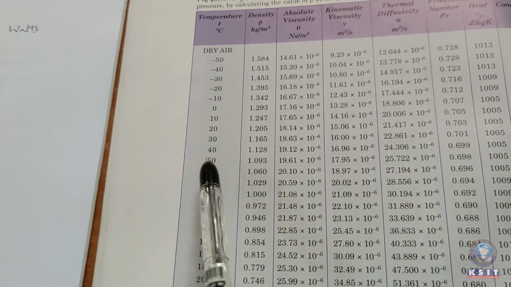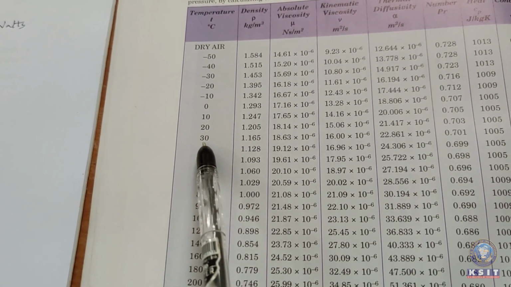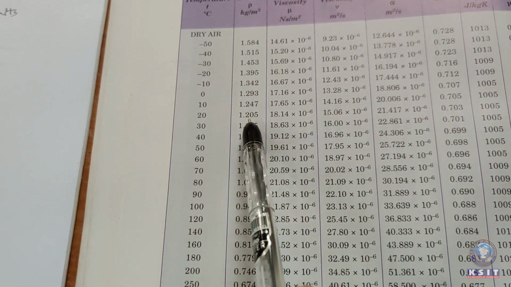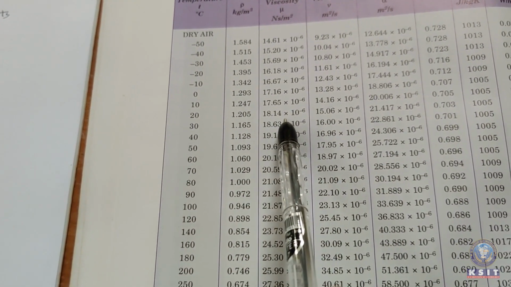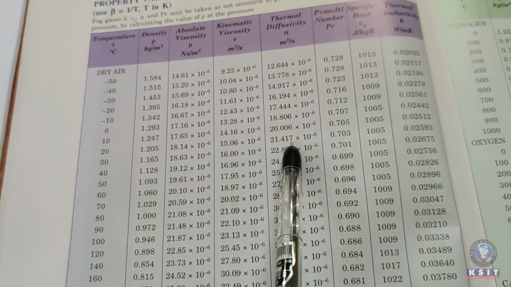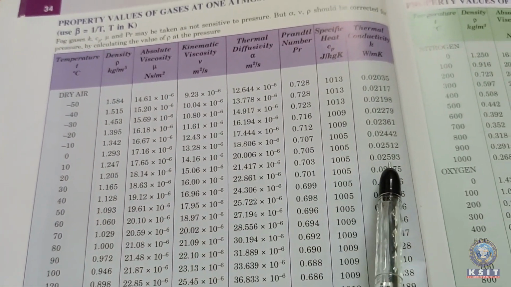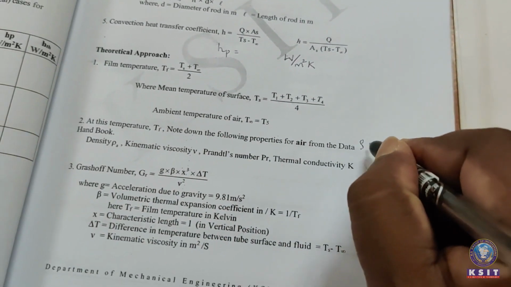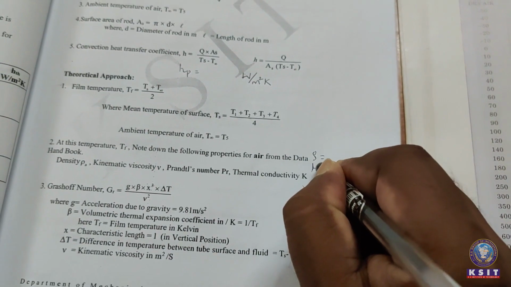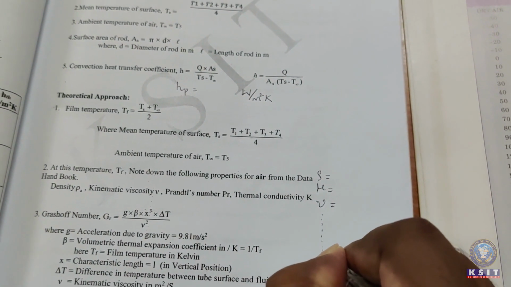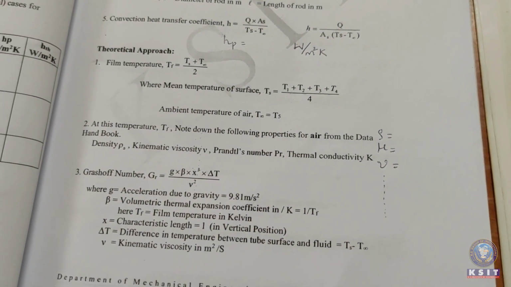Suppose we get Tf as 30 degrees centigrade. Take the values of density, absolute viscosity, then kinematic viscosity, thermal diffusivity, Prandtl number, specific heat and thermal conductivity, and note those values. Density, next absolute viscosity, kinematic viscosity, and note all these values for dry air.